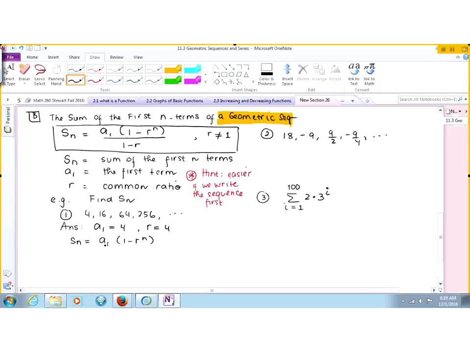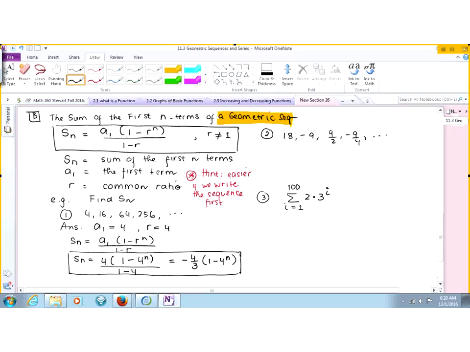It is A1 times 1 minus R to the n, divided by 1 minus R. So Sn is A1, 4, times 1 minus 4 to the n, divided by 1 minus 4. So what is this? Negative 4 over 3 times 1 minus 4 to the n, right? Finish. Good.